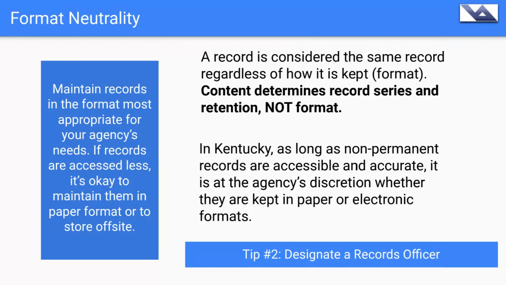So a record is considered the same record regardless of how it is kept. Content is going to determine your record series and retention, not the format. We suggest maintaining records in the format most appropriate for your agency's needs. If your records are accessed less, it's okay to maintain them in paper format or store off-site. And in Kentucky, as long as a non-permanent record is accessible and accurate, it's at the agency's discretion whether they are kept in paper or electronic format.